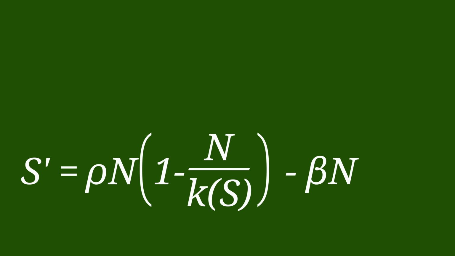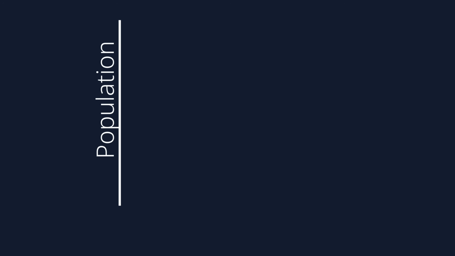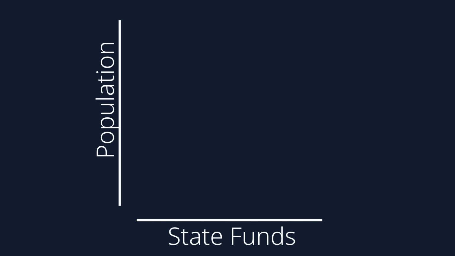And then we take the amount of population and multiply by some value to get state expenses. Again, we use 20% for both of these values in our agent-based model. Once we have our two differential equations, we can graph them in what's called a phase space, where we put our population on a y-axis and our state finances on the x-axis.